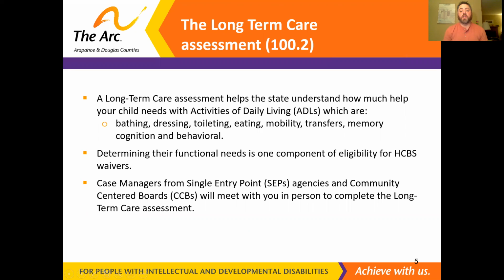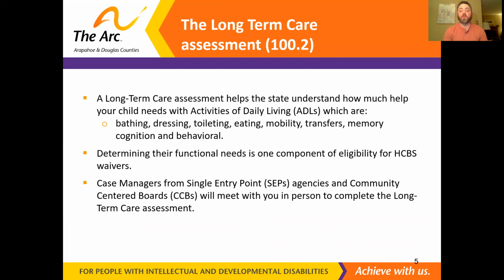So your child's going to have, for any of the waivers, to do what's called a long-term care assessment. This is done by the entry point, so be it a single entry point or a community center board, depending on which waiver, and we'll talk about which one does which. And they are going to talk about daily living activities related to your son or daughter's age: bathing, toileting, eating, dressing, mobility, transferring, memory and cognition, behavioral issues, to get an assessment to essentially see if they are functionally eligible for the HCBS waivers.